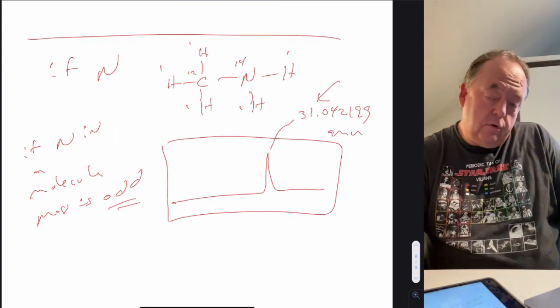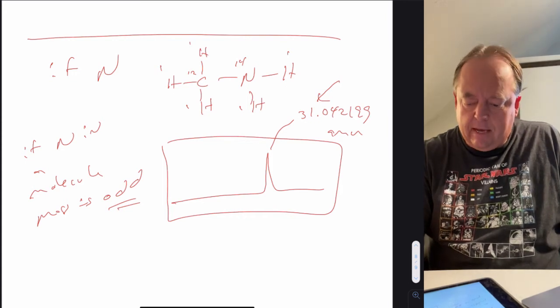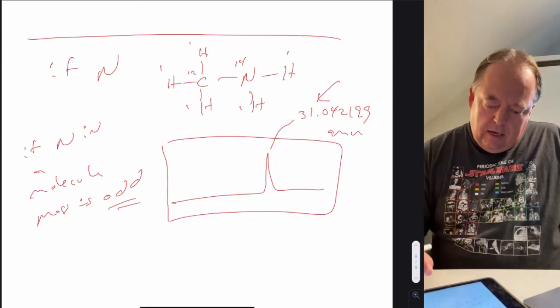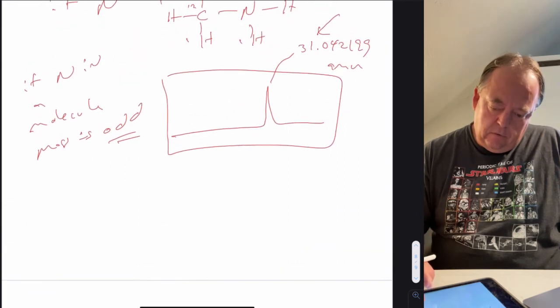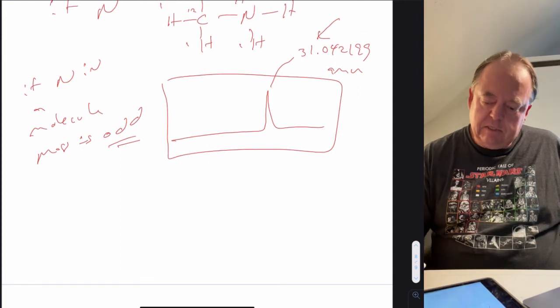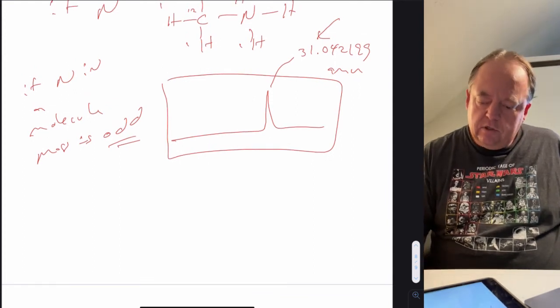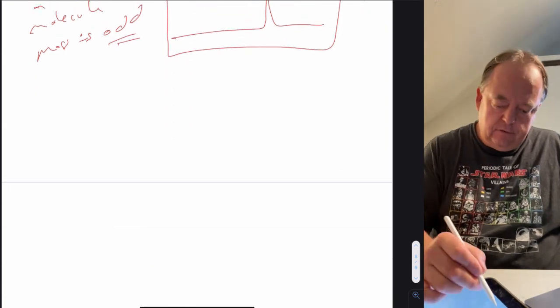Now, of course, if you have 2 nitrogens, then it's more complex because then the mass is even. With 3 nitrogens, the mass is odd again. But we'll try to keep it somewhat simple for you, and I'll tell you if there's more than 1 nitrogen or not. So if you see a mass spec and the mass is odd, we can assume there's 1 nitrogen in the molecule, or an odd number of nitrogens.